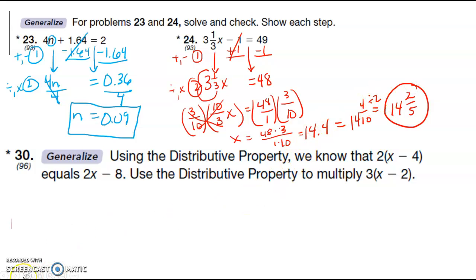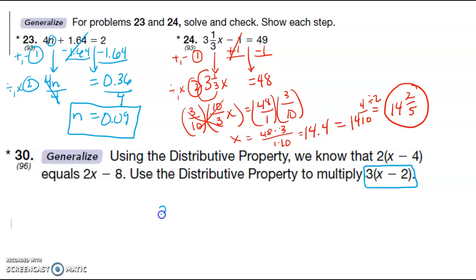Okay, and then the last problem on lesson 99. Let me change colors here. It says, using the distributive property, we know that 2 times x minus 4 is equal to 2x minus 8. Use the distributive property to multiply this.